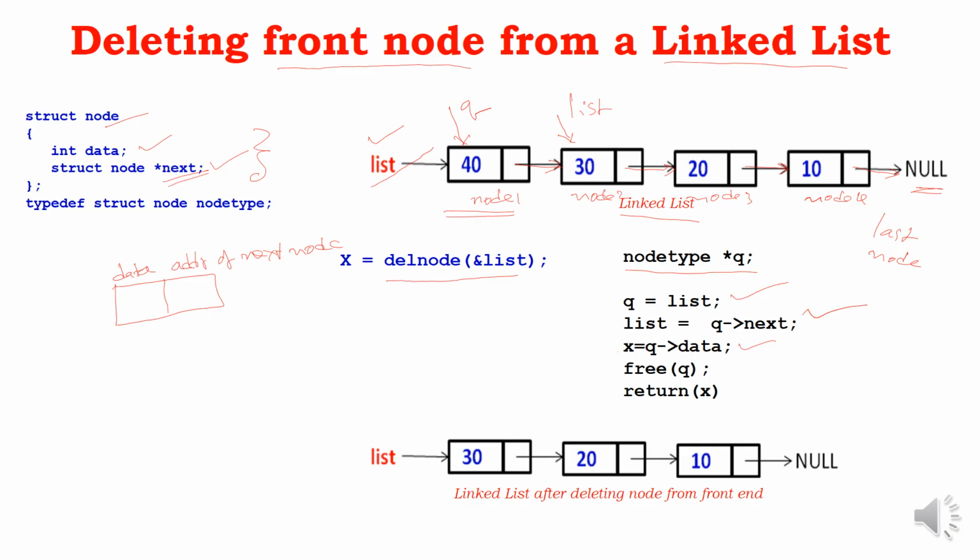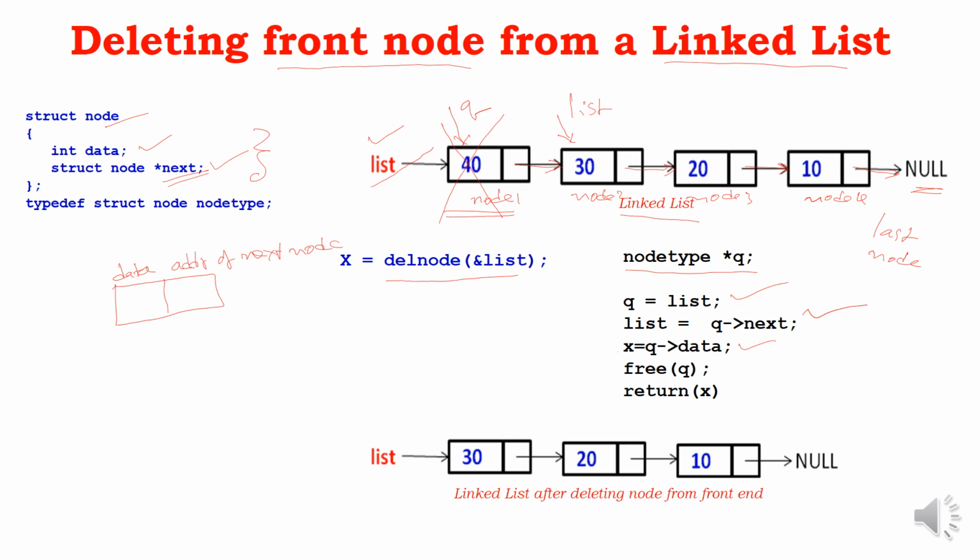Then there is an instruction called free, a dynamic memory management instruction. Free q deletes or deallocates the memory of the node pointed to by q. So the node with information 40 is deleted, and list is pointing to the node having information 30.